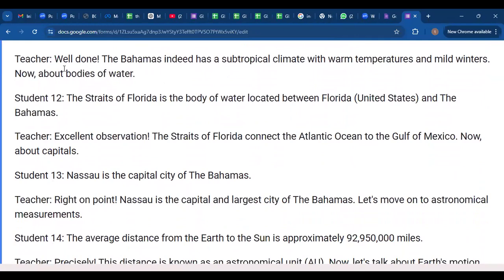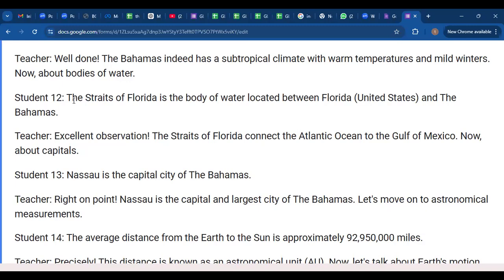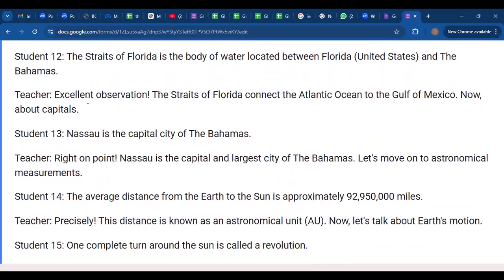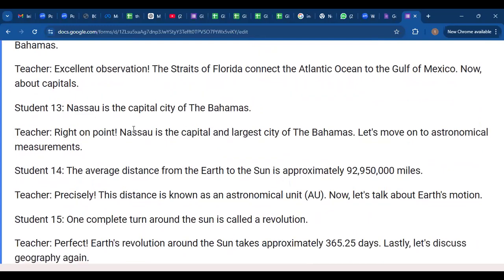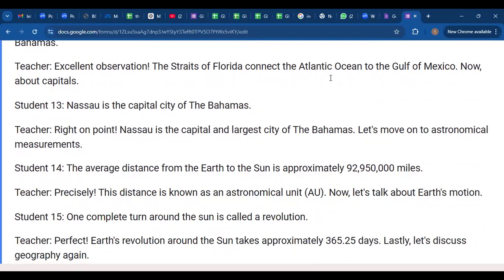Now about bodies of water. Okay. Cleveland, the Straits of Florida. The Straits of Florida is the body of water located between Florida, United States, and the Bahamas. Teacher: Excellent observation. The Straits of Florida connect the Atlantic Ocean to the Gulf of Mexico.